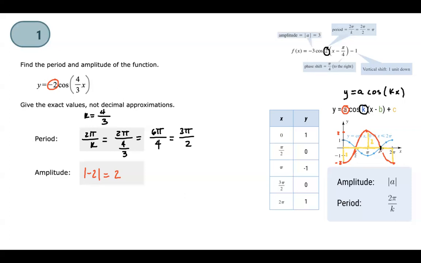So it'll stop at 3 pi over 2. So that means that the graph, instead of ending all the way there, is going to end here. Later on, we'll see how to sketch it.